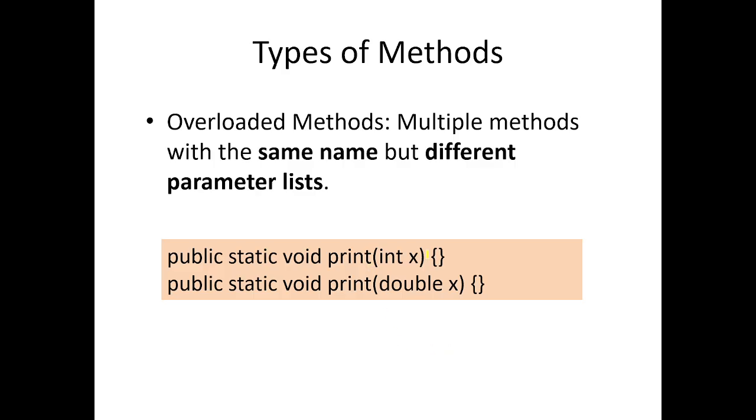Next is overloaded methods. An overloaded method is multiple methods with the same name. The name of the method is the same, but it contains different parameter lists, different types. For example, we have this method name of print, and this program does not have a return value, so there is a void here.